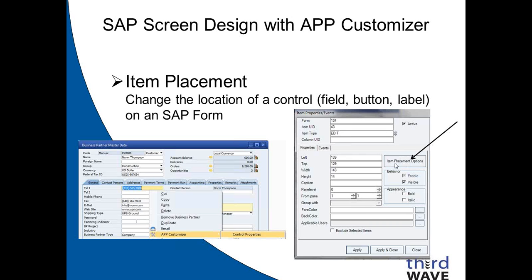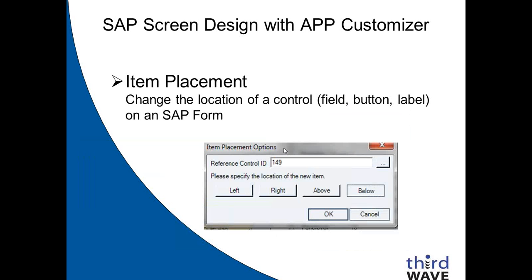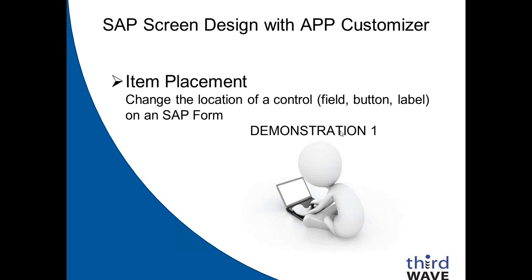Right here is a button called item placement. When you do that, it will prompt you for the item placement options, which is essentially asking where you want to put this. So what we need to do at that point is select a reference control ID, which is pick any other control on that screen. And then once you select it, you need to indicate whether you want to place your original control to the left, to the right, above, or below that control. Okay, so that takes us to our first demonstration, where we'll actually go ahead and try that.